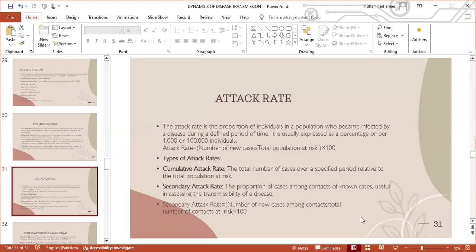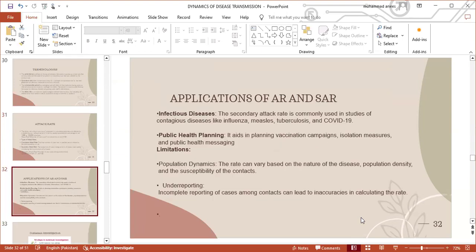We will be further discussing the secondary attack rate. Cumulative attack rate is the total number of cases over a specified period of time relative to the total population at risk. Secondary attack rate is the proportion of cases among contacts of known cases, useful in assessing the transmissibility of a disease. And it is calculated as number of new cases among contacts, not the population, but among contacts, divided by total number of contacts at risk, into 100.